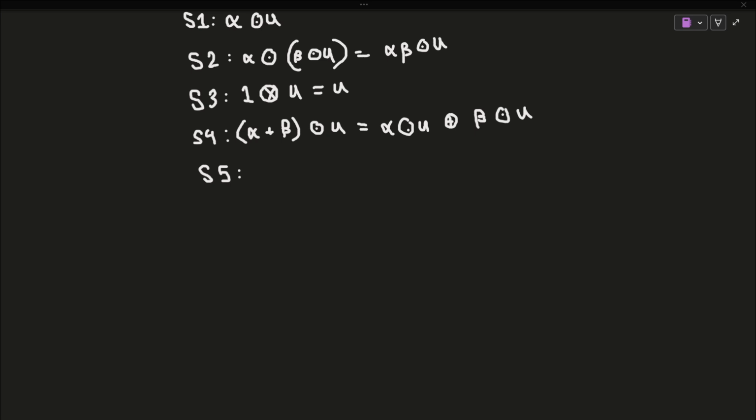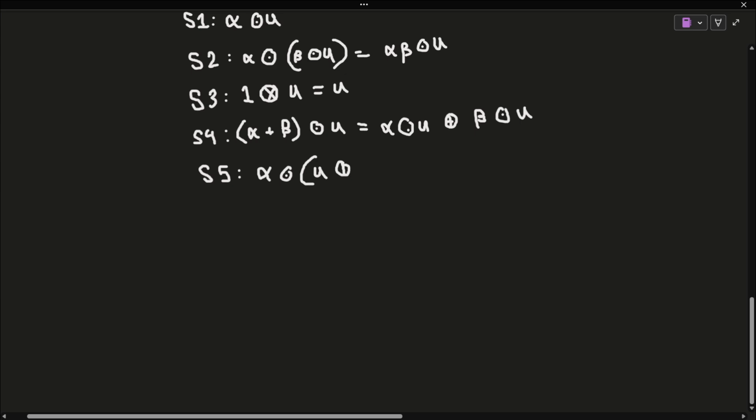And then S5 is basically saying that if you have a scalar alpha and then you have two vectors u and v that are both in your vector space, then this is again distributing in a reverse manner. So S5 is basically just saying if you have alpha dot u plus v, then that has to equal alpha dot u plus alpha dot v, basically.